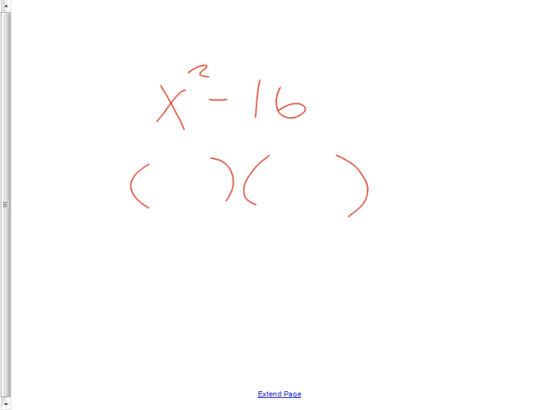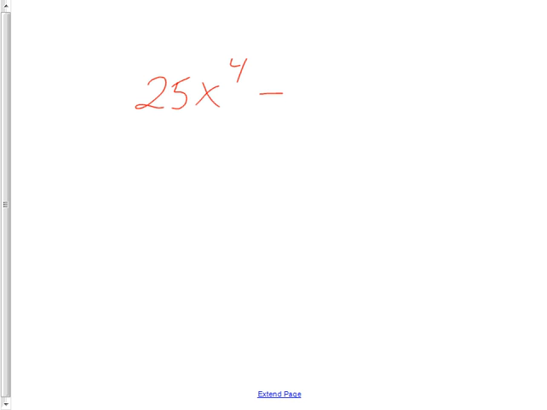Okay, good. So here's a little twist on it. 25x to the 4th minus 16. That'll still factor the same way. Perfect squares. You do it the same exact way. You just got to take the square root of that 25x to the 4th. Still factors the exact same way.